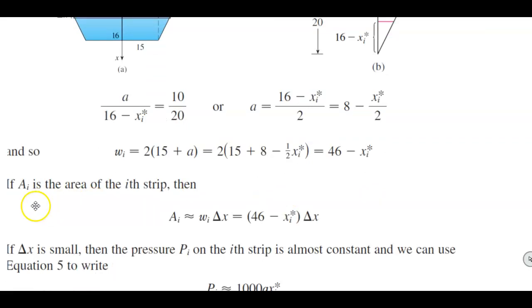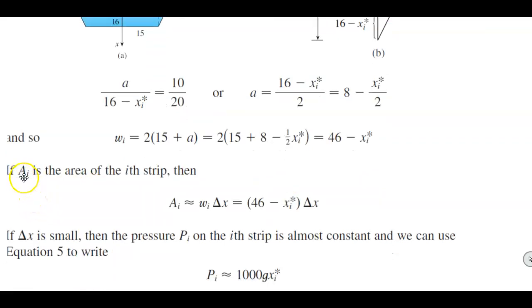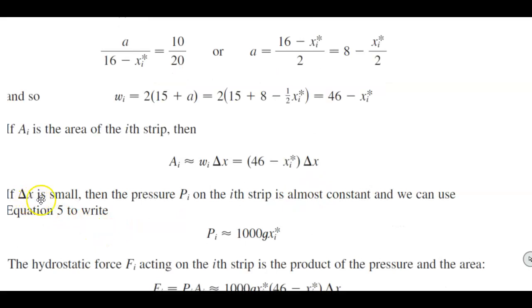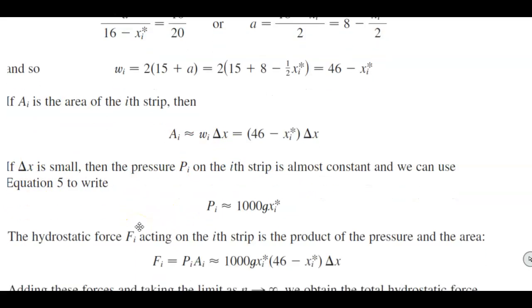So if delta A subscript i is the area of the ith strip, then we would have w subscript i times delta x, and what we have found here is 46 minus x subscript i times delta x. Now, if delta x is small, then the pressure on the ith strip is almost constant, and we can use equation 5 to write this.